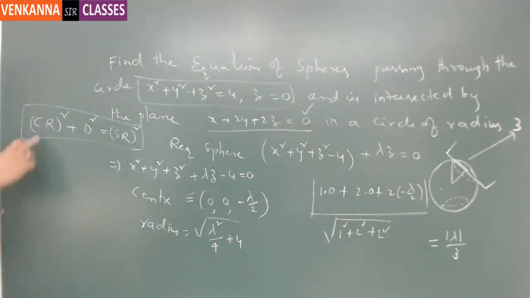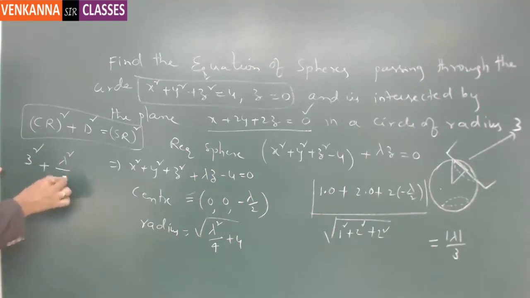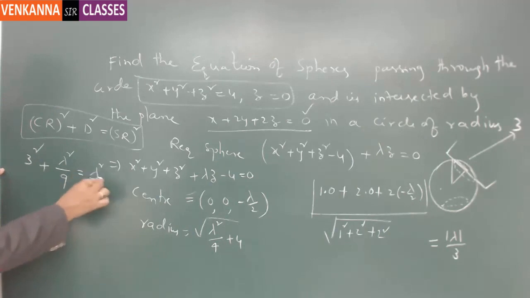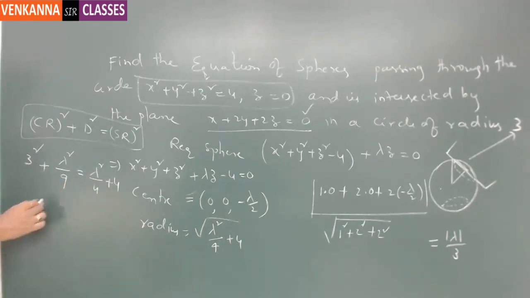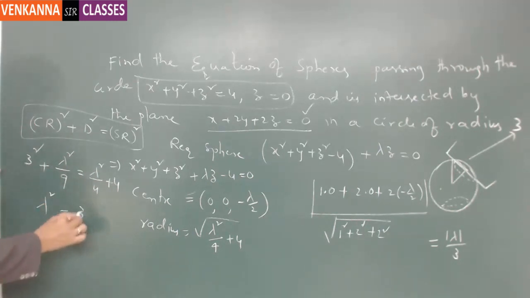Substitute the values here. The circle radius is given as 3. So 3 square. The distance, if you square that, lambda square by 9, is equal to the sphere radius squared, lambda square by 4 plus 4. If you simplify that, lambda square is equal to 36, lambda is equal to plus or minus 6. So the lambda value, you will get it as plus or minus 6. Please check on that.